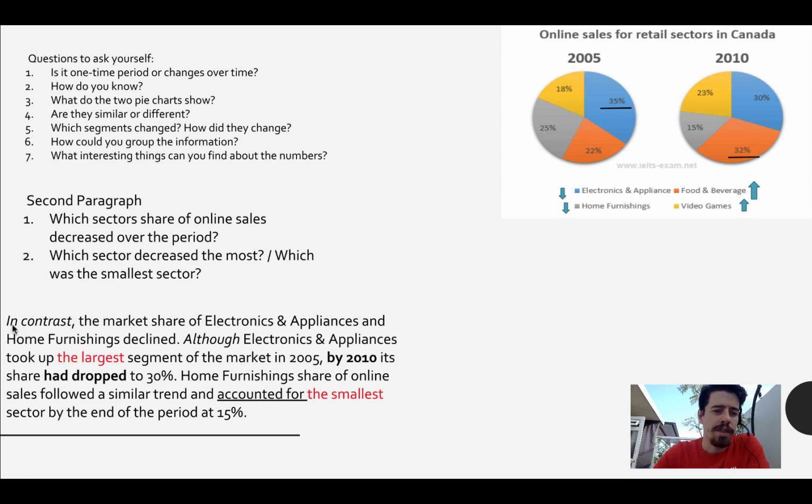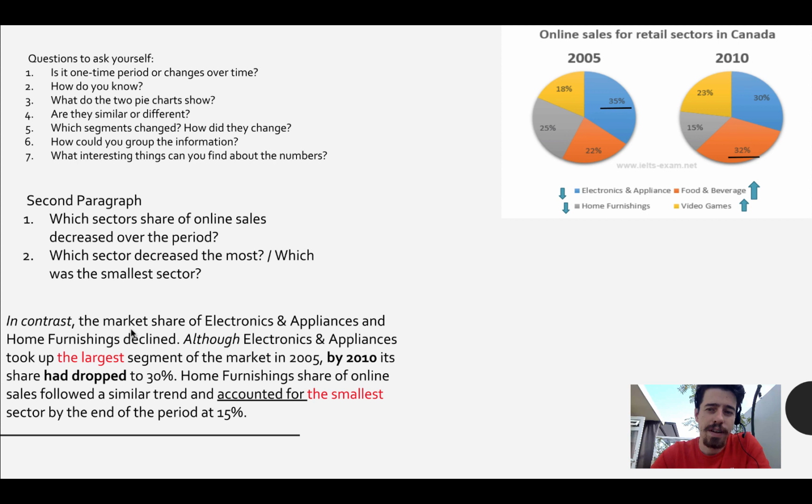Okay, things to notice. We start with "in contrast." So this shows that there is a difference from the previous paragraph. The previous paragraph was about things which increased. This one is about things which decrease. So it's a clear connection between the paragraphs.